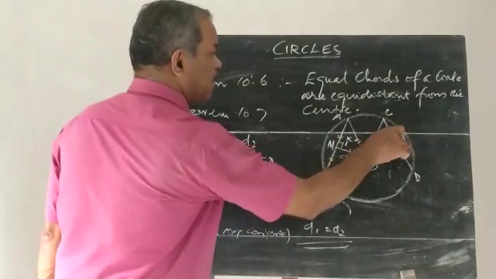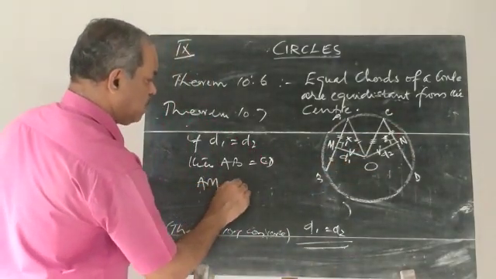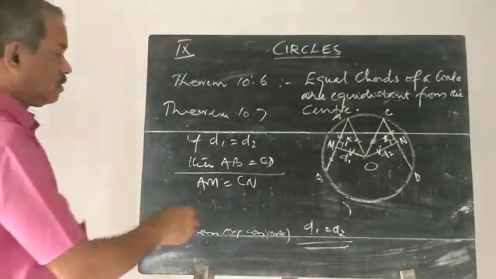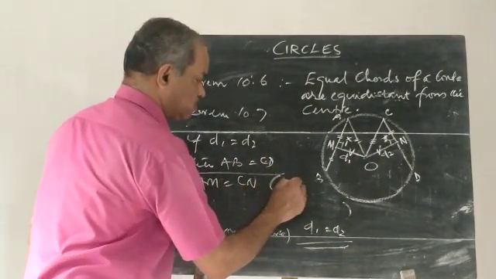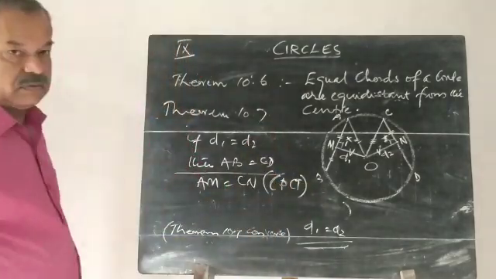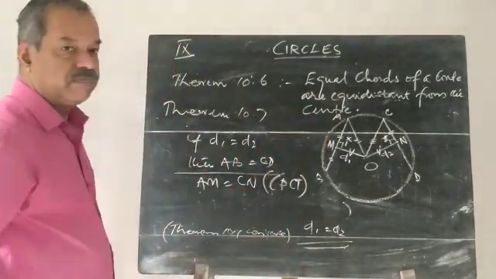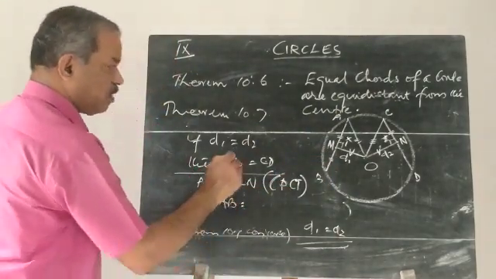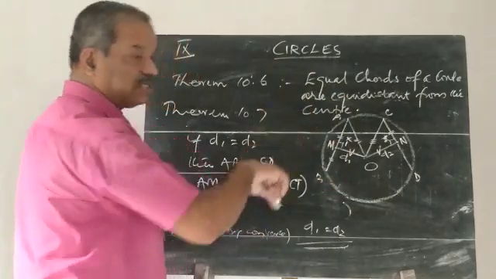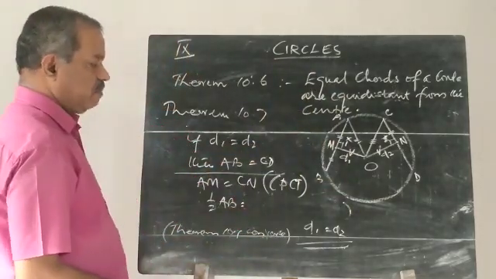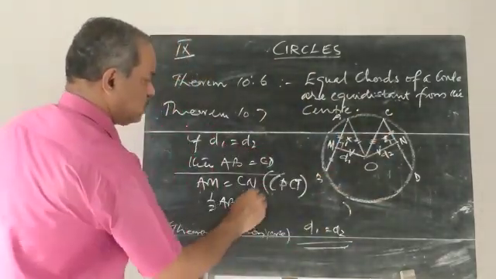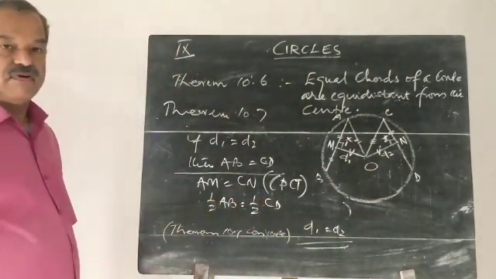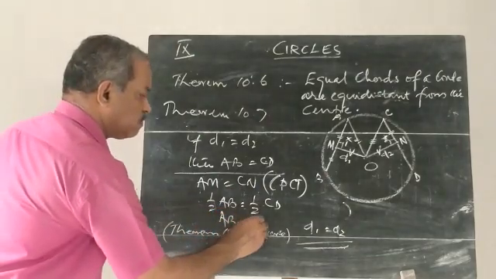Then what about AM and CN? AM equal to CN, corresponding parts of congruent triangles. But what about AM? AM is half of AB, since the perpendicular from the center to the chord bisects the chord. Then CN is half of CD. Half of AB equal to half of CD. Then AB equal to CD.